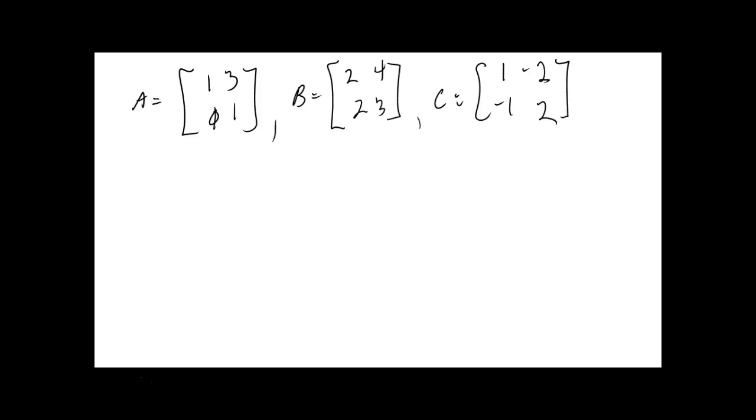Now, what they want us to do here is look at AC and look at BC. Okay, here is AC. A times C is going to be a 2 by 2. 2 by 2 times 2 by 2 is a 2 by 2. So the 1, 1 entry, first row of A times first column of C, would be 1.